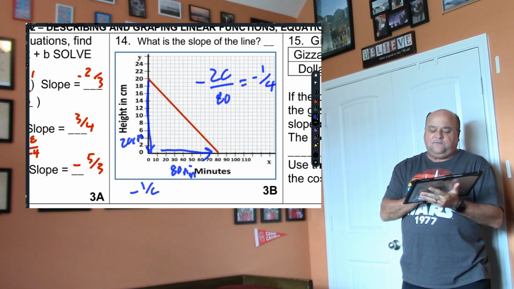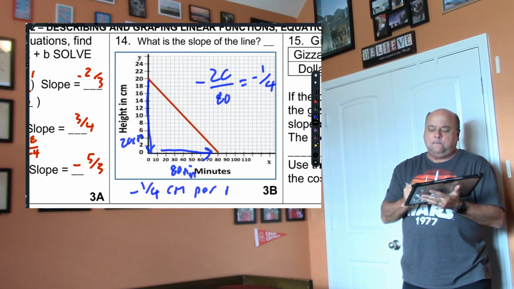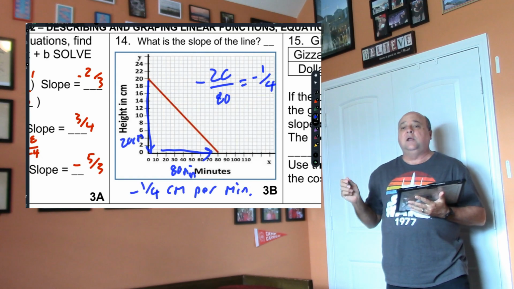So it's negative 1/4 centimeter per minute. That's the slope of the line.